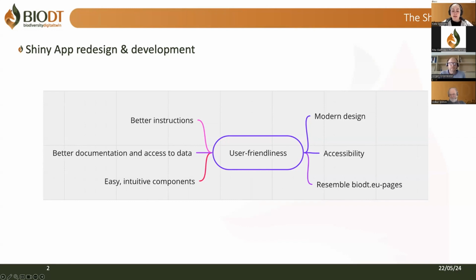Just a second. But things like resemblance to the original BioDT UI pages, so that one understands the connection between these two, and also to make the app more modern looking and more pleasing for the eyes, and add better instructions on how to operate and move around the app. Because the original version didn't really have anything, so it was confusing for experienced users as well as for totally new users on how to do things at all.